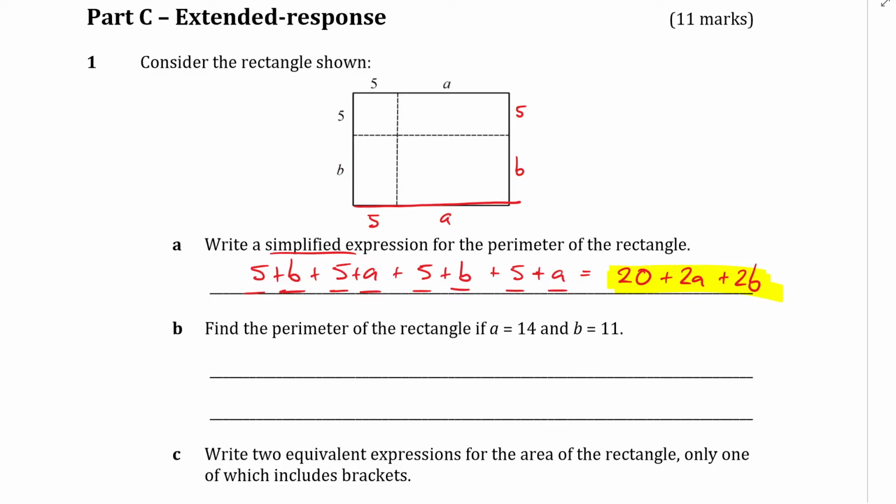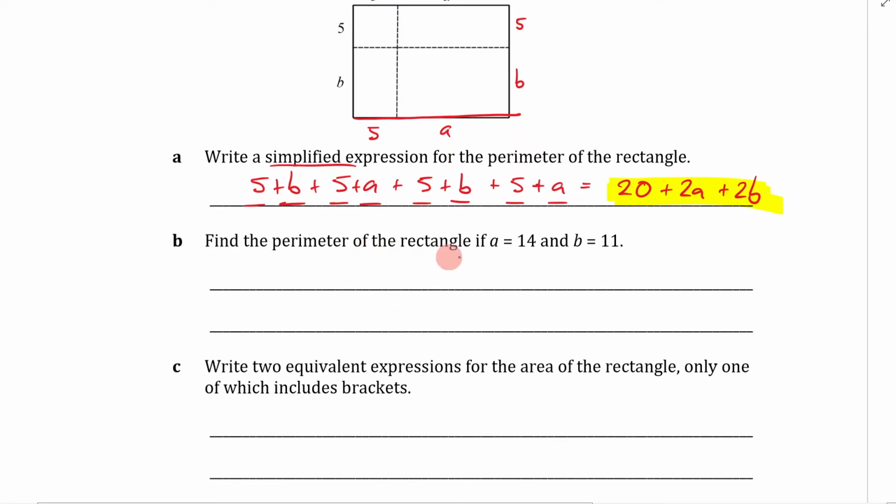Next, it says, find the perimeter of the rectangle if a is 14 and b is 11. So that means I take this, and into the a spot I put 14. Into the b spot, I put 11. This is going to be 20 plus 28 plus 22. When I add all of those up together, I'm going to get, that's 70.